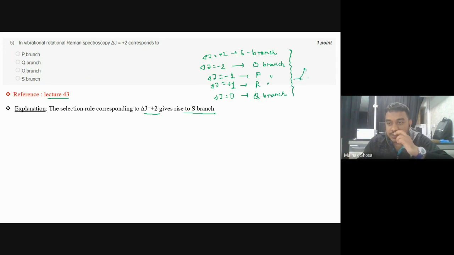No. You see only 3 branches. One is S, one is O, another is Q. So why you cannot see this P and R branch in rotational Raman, vibrational Raman spectroscopy? There are 5 branches, right? So in Raman spectroscopy, you see this O branch and S branch. You don't see any P branch or R branch. Why don't you see?